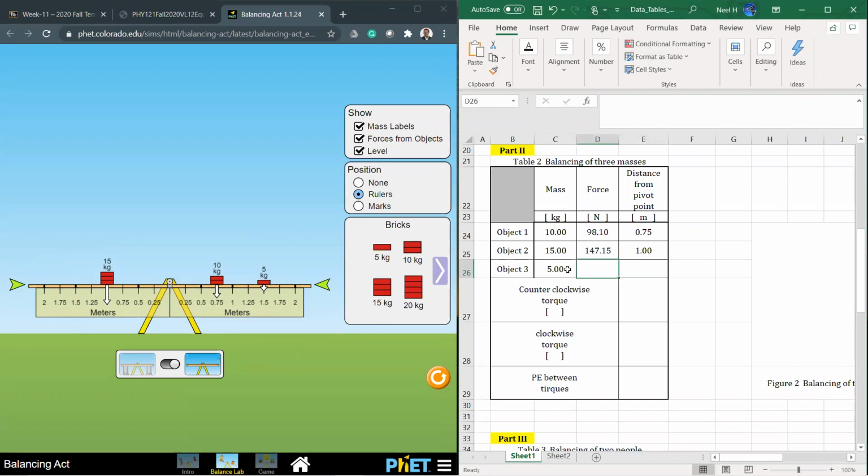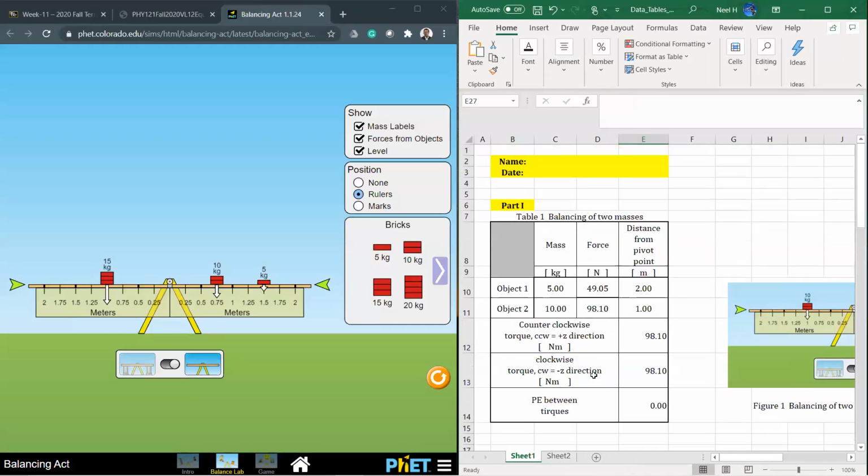Now I have a 5 kilogram object, the third object. For the force, you can just click and drag, then just multiply, a simple calculation. And the distance you have to find, the new distance is 1.5 meter location. Now let's do the calculation again, which we did earlier, right?